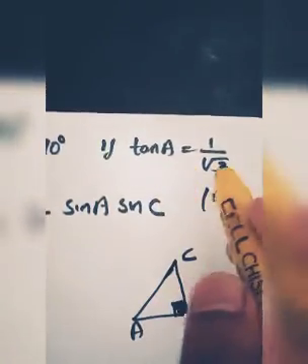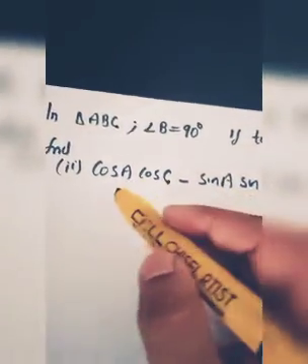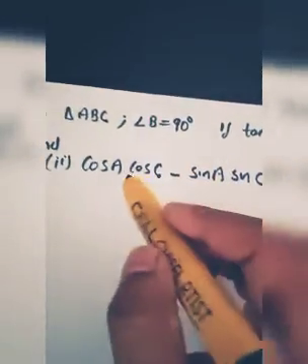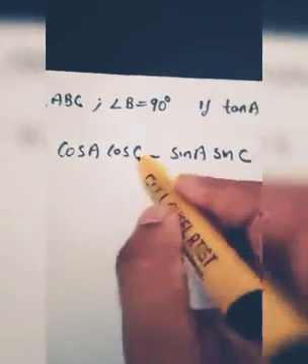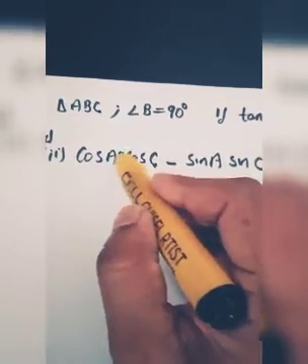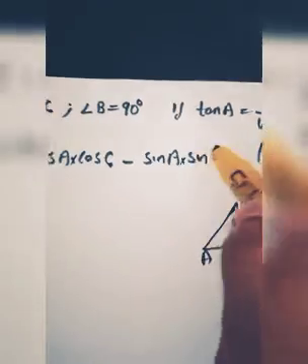See, tan A is given as 1 by root 3. You are supposed to calculate this. In order to calculate this, it is cos A into cos C minus sin A into sin C. If there is no operation in between, there exists multiplication. Cos A into cos C minus sin A into sin C.